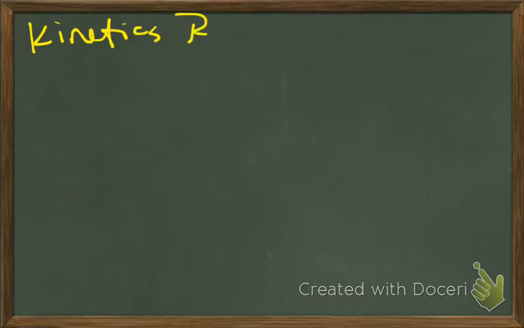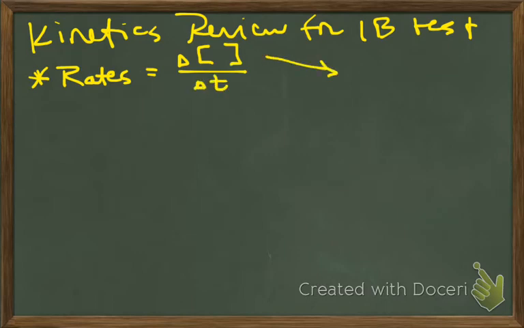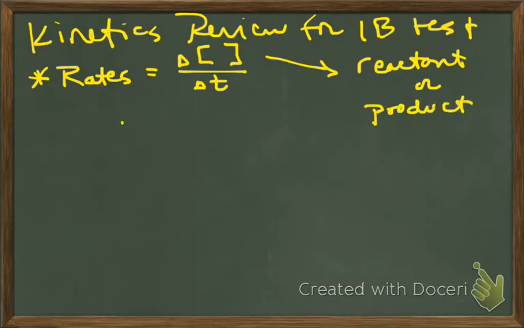The kinetics review for the IB exam. First thing, kinetics, we're really going to be dealing with rates. And what is a rate? Well, the rate of a chemical reaction is really the change in concentration over the change in time. Now this can be the change of concentration for both a reactant or a product. One thing to remember is this is always positive.